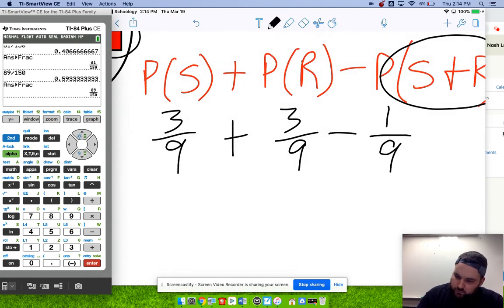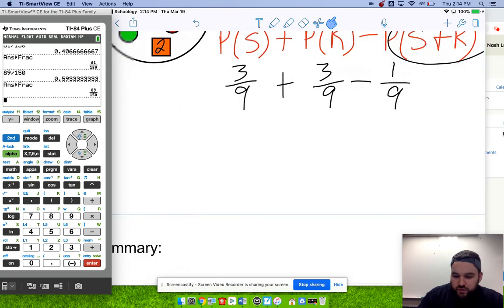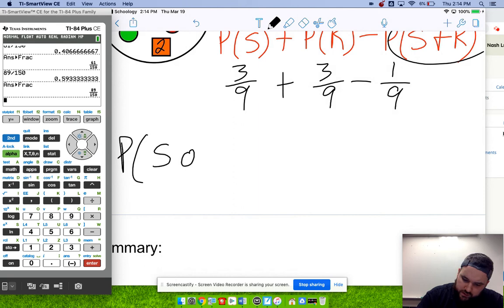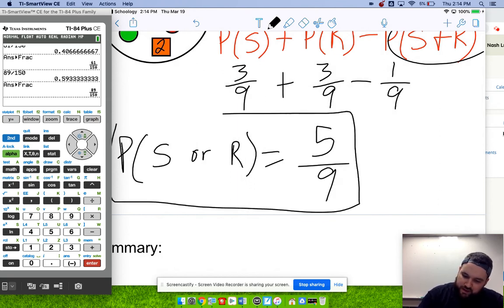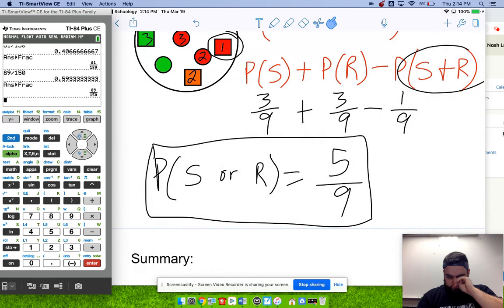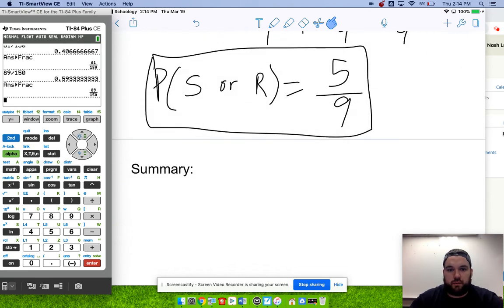Again, with fractions, you can always just type it in the calculator, but you don't need to here. Since they're all over 9, I can just add or subtract the numerators together, which is why I didn't reduce. So 3 plus 3 is 6, take away 1 is 5. So the probability that you choose a square or a red is 5 out of 9. Okay, so that's our probability for this.